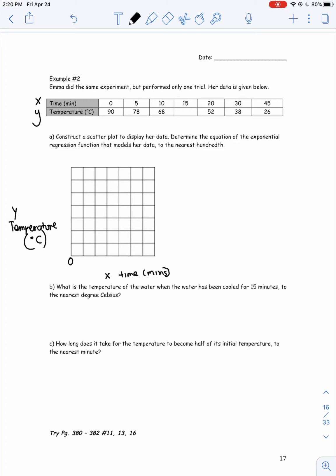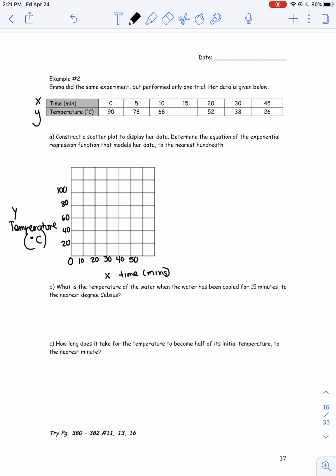So our time is going to go from 0 to 45. So I'm going to go up by tens. 10, 20, 30, 40, 50. And then for your y coordinate, I'm going to go up by 20s for the temperature. 20, 40, 60, 80, 100. And then I'm going to plot the values.